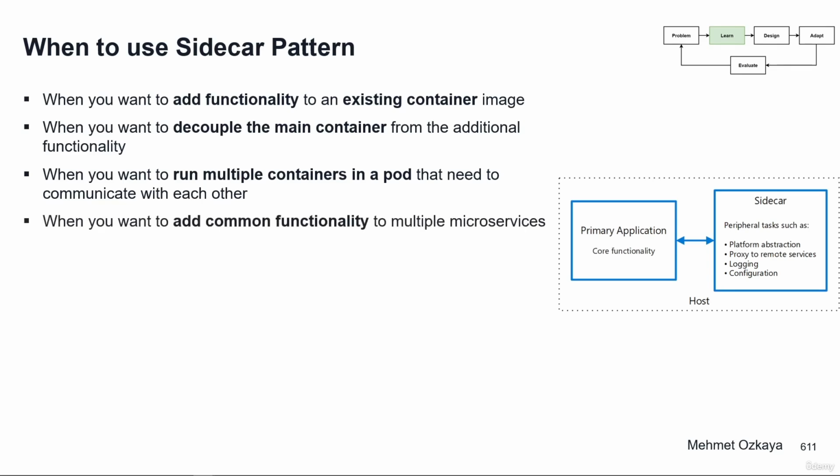And another reason could be when you want to add common functionality to multiple microservices. This is a very common reason to use the Sidecar pattern in real-world microservice applications, because it can be a useful way of adding common functionality to multiple microservices without having to modify the microservices themselves. This can make it easy to manage and maintain microservice deployments over time, because we can add common functionality without affecting the actual application microservices, and we can manage them in the Sidecar. So the Sidecar pattern is a useful tool for adding functionality to a container without modifying the container itself.